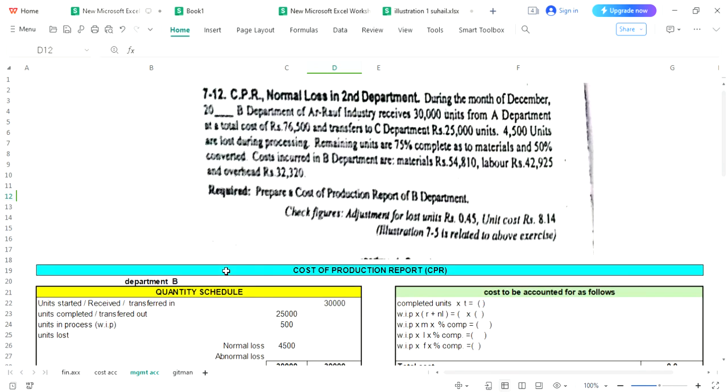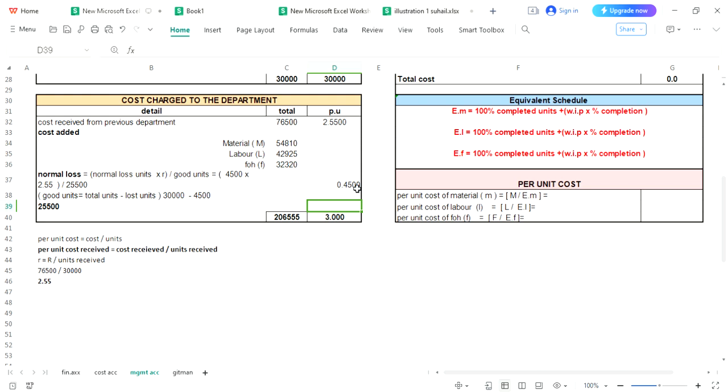Normal loss was mentioned in the question, and now an important thing: adjustment for loss unit 0.45. Here you have got your answer. Adjustment for loss unit 0.45, and what you have calculated is 0.45. It means we have partially completed the left side, department cost charged. And the very important thing is we have calculated the normal loss. This is perhaps the first time we are calculating it. I'm requesting you to give your whole mind, your whole attention over here, because it is an important topic for your upcoming quizzes, upcoming tests, and upcoming final papers as well.